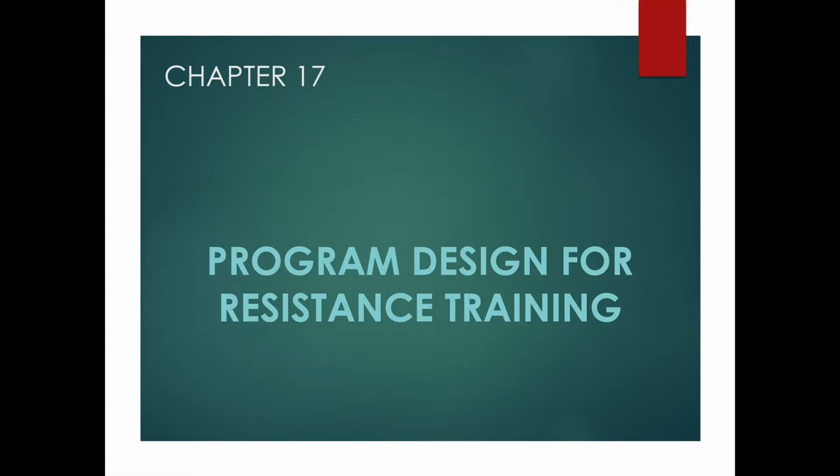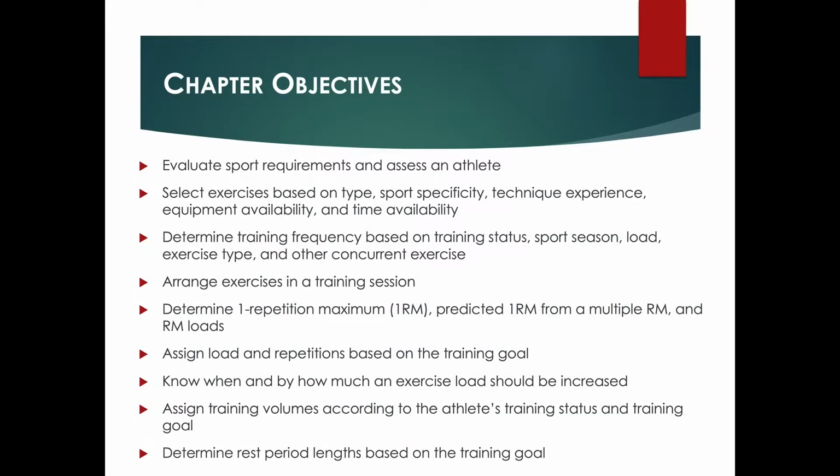Chapter 17, Program Design for Resistance Training. Chapter objectives will be to go through the evaluation of the sport and the athlete and assessing the athlete, selecting exercise based on type, sport specificity, technique, experience, equipment, and time availability. Determine training frequency, and that's going to be based on status, sports season, load, exercise type, and other concurrent exercise. Arrange exercise in the training session.